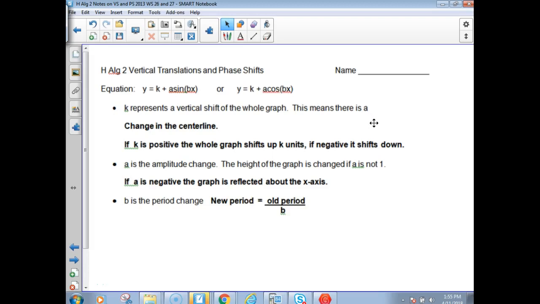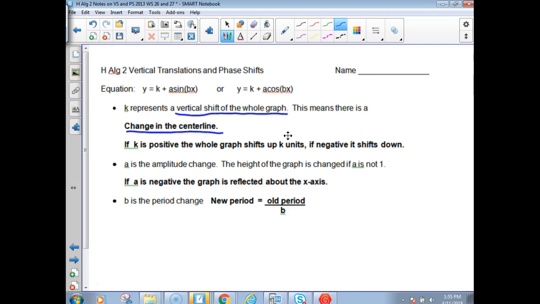All right, today we're going to do the vertical translations and phase shifts of sine and cosine graphs. We've already done amplitude change and period change. These are the formats, and K represents a vertical shift of the whole graph. Okay, this means that there's a change in the center line. The normal center line was y equals 0. If K is positive, the whole graph is going to shift up K units. If it's negative, it's going to shift down.